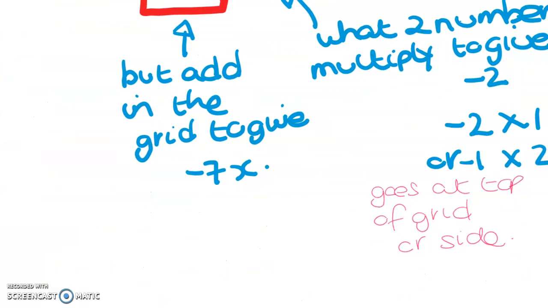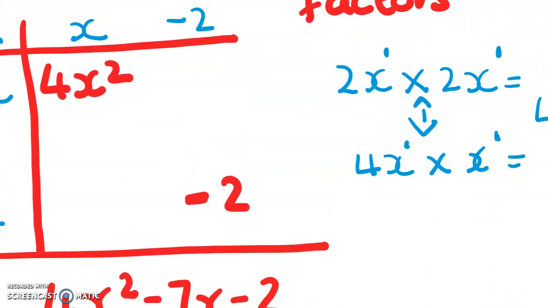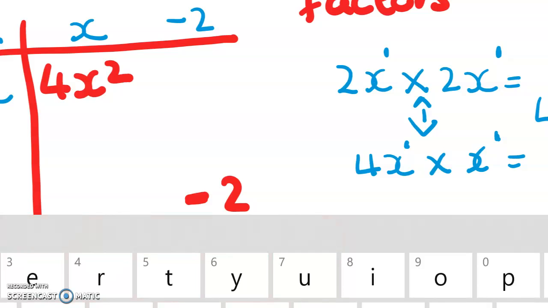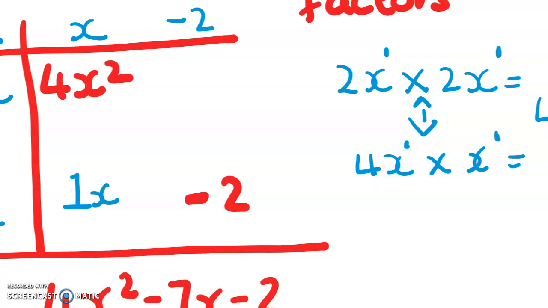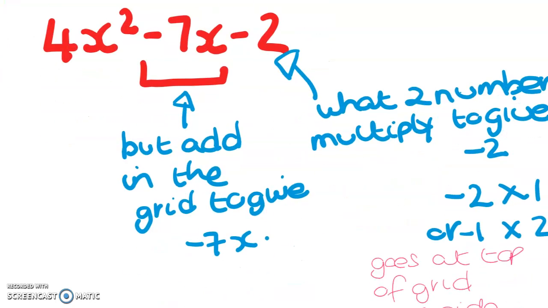And then it says, lads, what two numbers multiply to give minus 2? So we know it's 2 and 1, but add in the grid to give minus 7x. Well, let's check it out. Let's multiply in. 1 multiplied by x is 1x. 4x multiplied by minus 2 is minus 8x. Now, just like any teacher recording stuff, we just make sure that it all works out. There's nothing stopping you from saying, oh, miss, why couldn't we say minus 1 multiplied by 2?